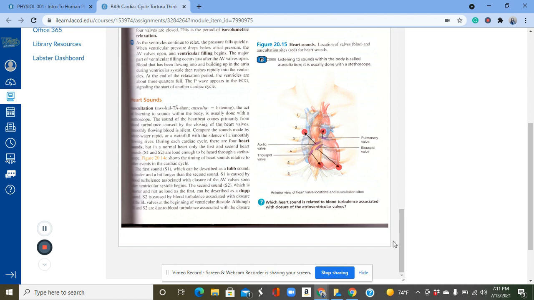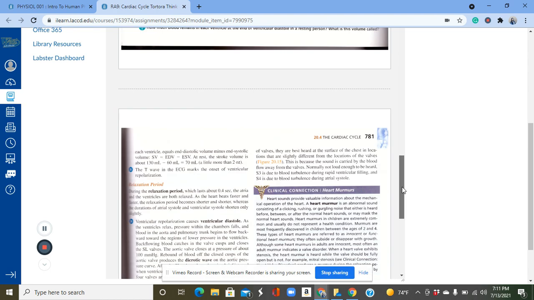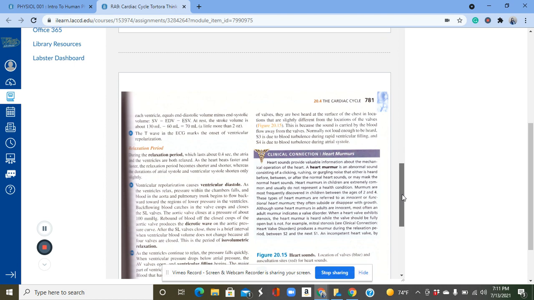the ventricular diastole. Although S1 and S2 are due to the blood turbulence associated with the closure of the valves, they are best heard at the surface of the chest in locations that are slightly different from the locations of the valves. Figure 20.15. This is because the sound is carried by the blood flow away from the valves. Normally not loud enough to be heard, S3 is due to blood turbulence during rapid ventricular filling, and S4 is due to blood turbulence during atrial systole.